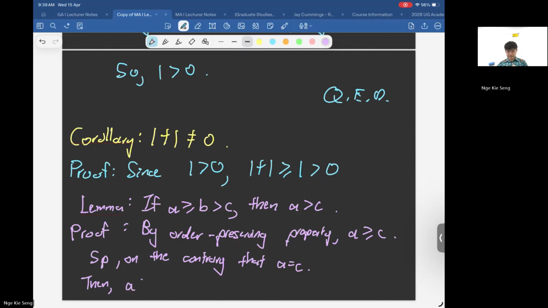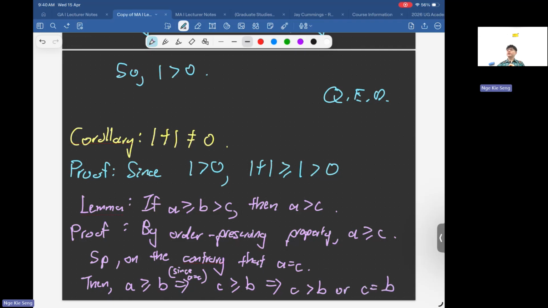then A greater than or equal to B implies C greater than or equal to B. Okay, so we know that A is greater or equal to B, and then what do we know? Because A equals C, right? So since A equals C, then we also know that C is greater or equal to B. So what does this imply? So this implies that C is greater than B or C equals B. Can it happen or not? Why?